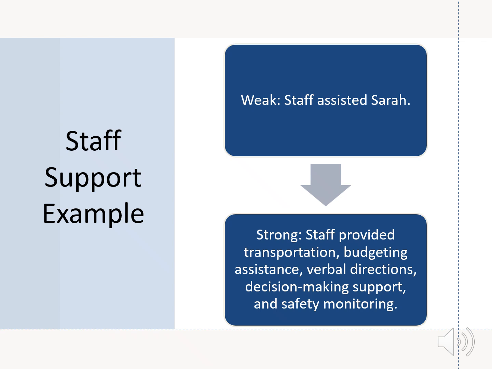Staff support example. Weak: staff assisted Sarah. Strong: staff provided transportation, budgeting assistance, verbal directions, decision-making support, and safety monitoring.